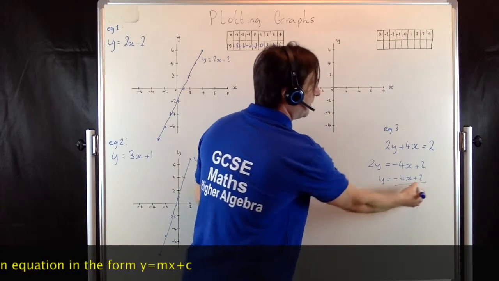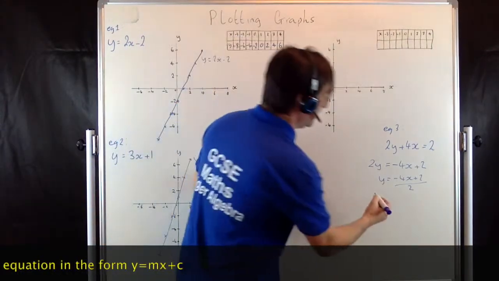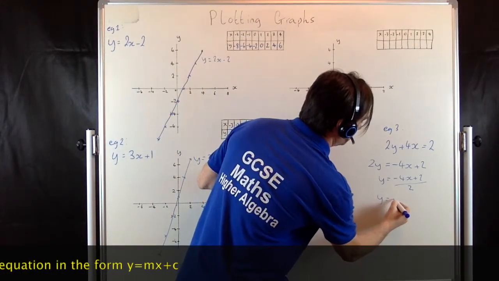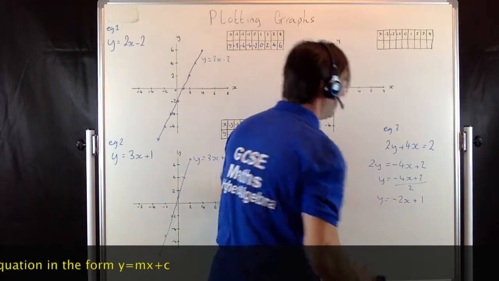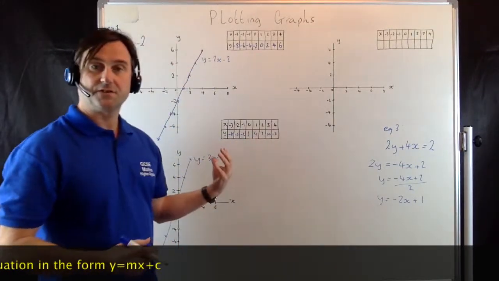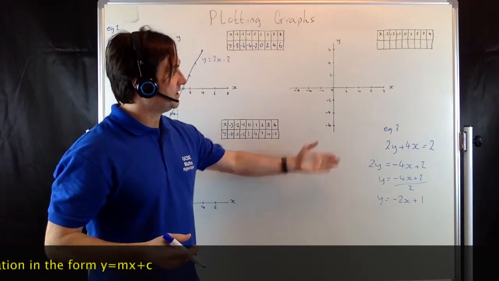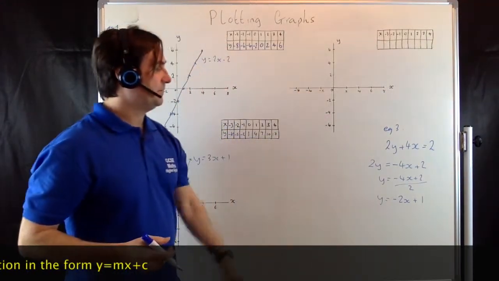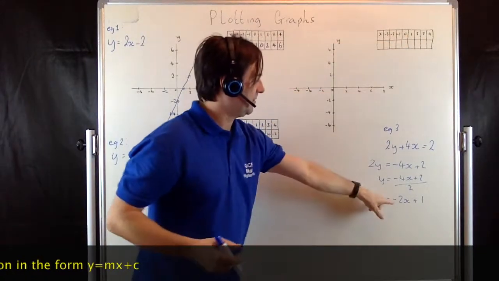I need to divide both of these terms, the negative 4x and the 2, by the 2. So I get y equals negative 2x, 2 divided by 2 is plus 1. I've now got my equation in the form that I've had on the other two, so it makes it easy now to plot the points. Let's put these in. I've got my table of values up here. So this time I've got my x values and my equation.